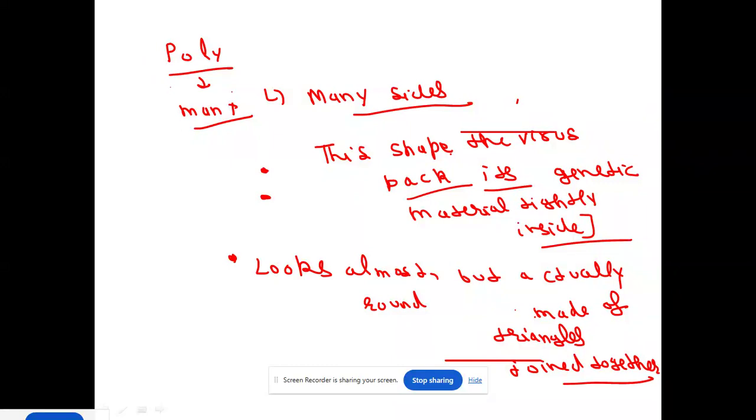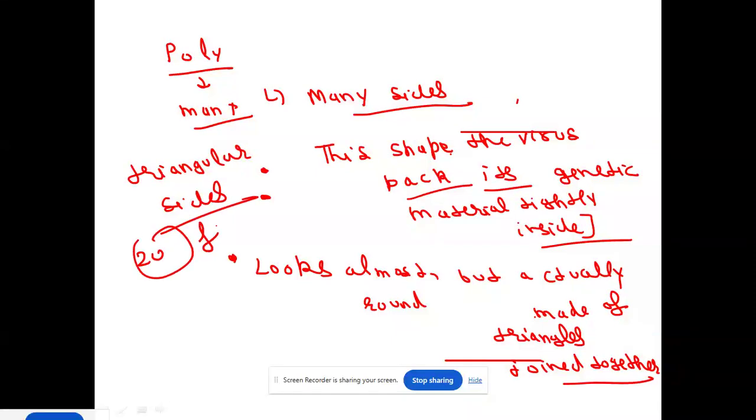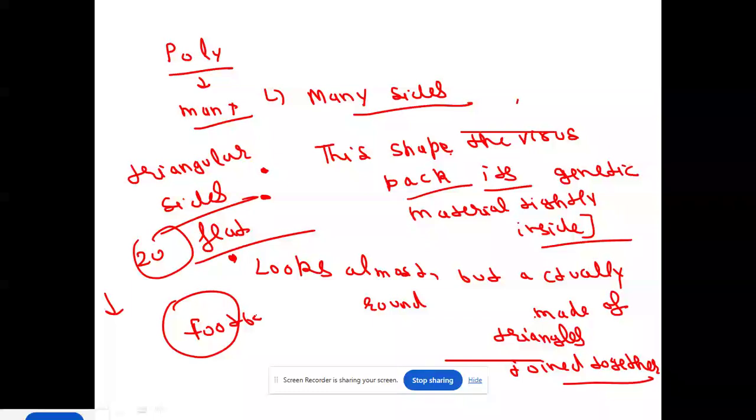See, many triangular sides are there. Polyhedral means many triangular sides are there, approximately 20 flat triangular sides, arranged like a football. So a polyhedral virus simply means, in simple words, a football like virus with 20 flat triangular sides. Many sides are there and those sides are triangular.